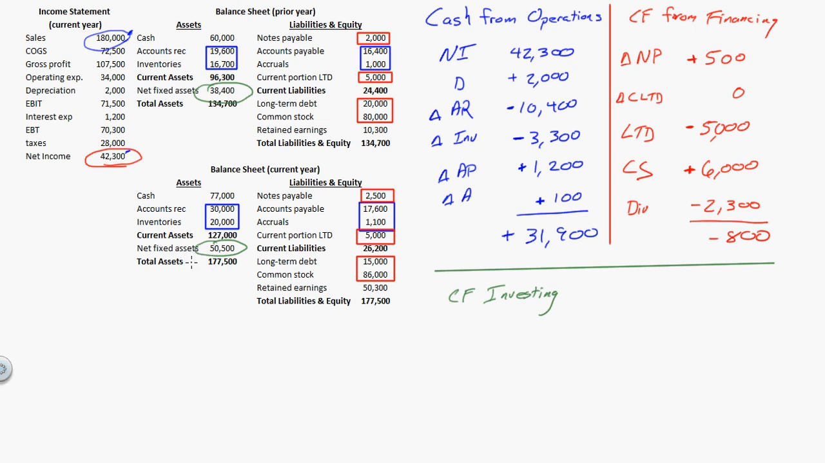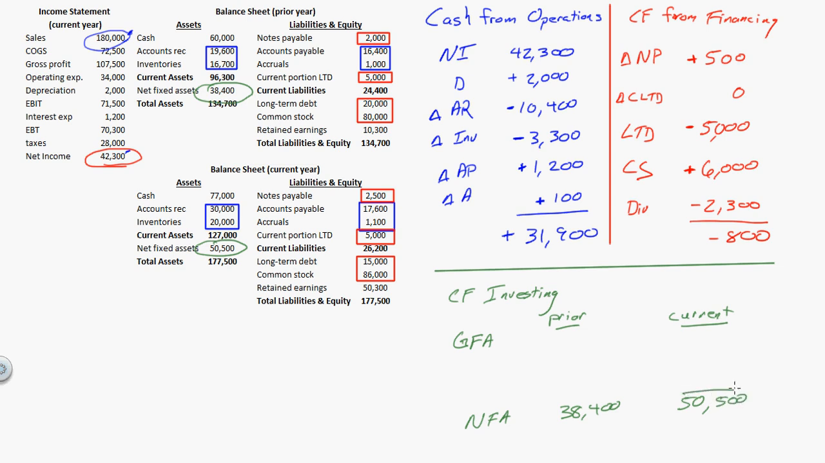Remember, gross fixed assets, that's the purchase price. So I need to know the gross fixed assets for the prior year and the gross fixed assets for the current year. If I know that, I can look at the difference and it tells me did I buy equipment or not. But I don't know that. I know net fixed assets, which in the prior year was $38,400 and in the current year is $50,500.